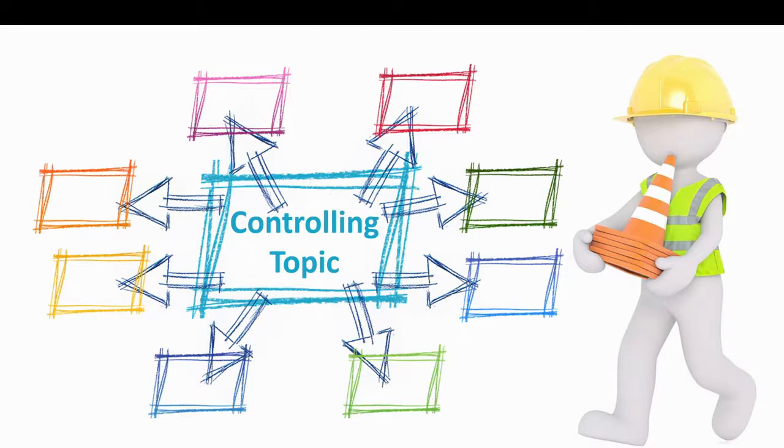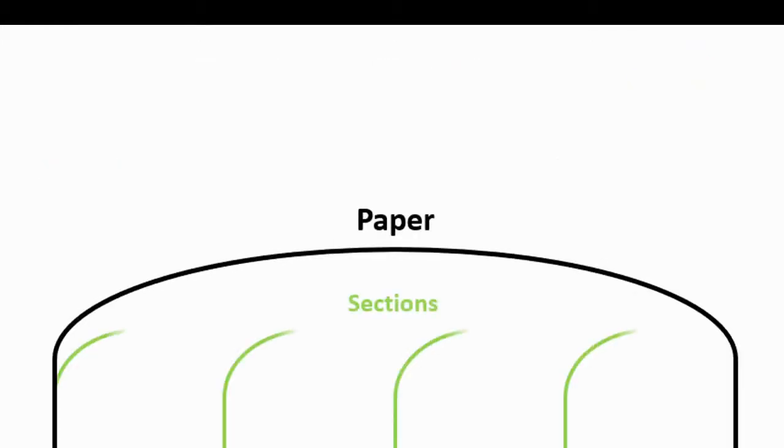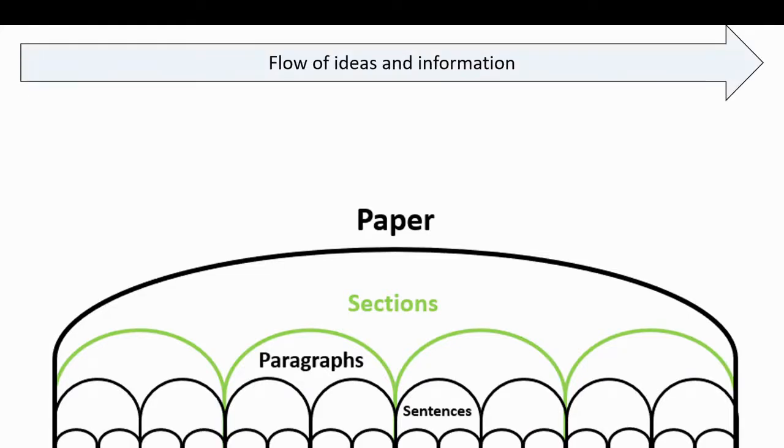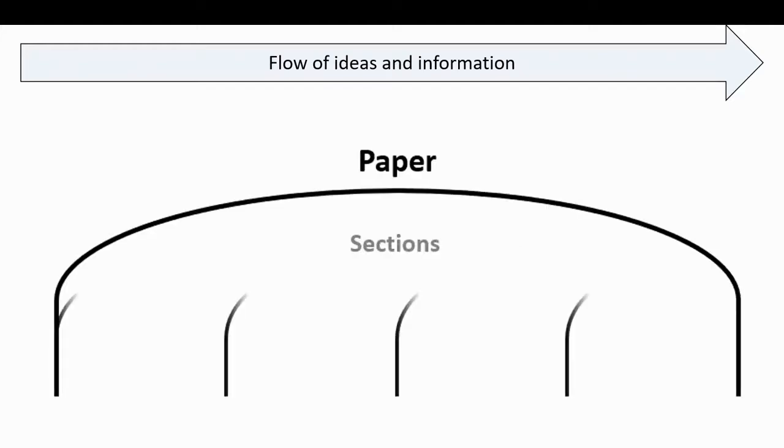And this controlling topic is going to help to connect the ideas that we present, the examples that we use, the evidence that we provide, as well as any explanations that we give around that topic. Now, starting at a paragraph is a good place, but we also need to recognize that the controlling topic appears when we look at the structure of our entire written document as well. From the point of a paper, down to sections, down to paragraphs, even down to our sentences, we need to make sure that we have a clear and logical flow of ideas and information that are controlled by a controlling topic.